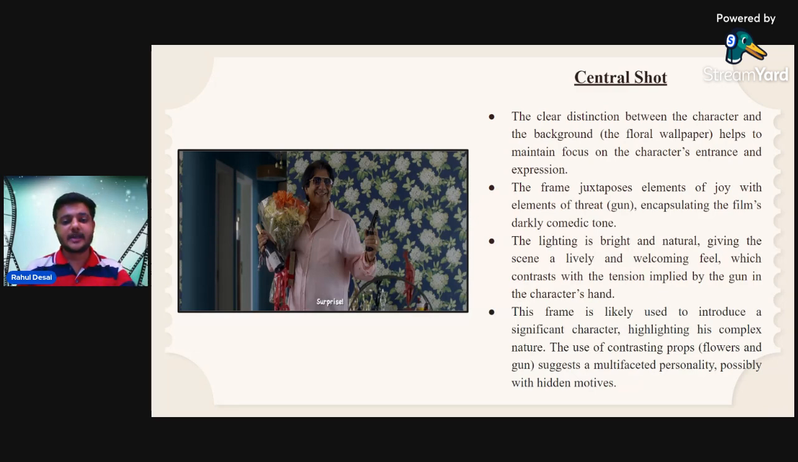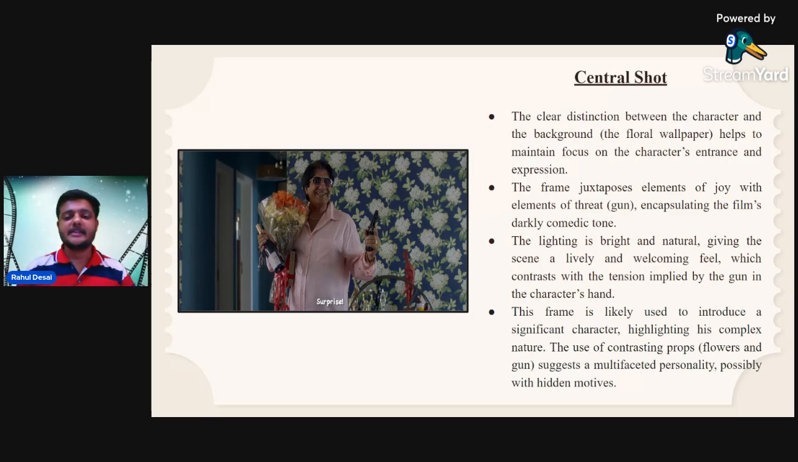The frame juxtaposes elements of joy. The frame shows the character's joy with the elements of threat, encapsulating the film's darkly comedic tone. This frame sets a dark comedic tone, something happening in the future.